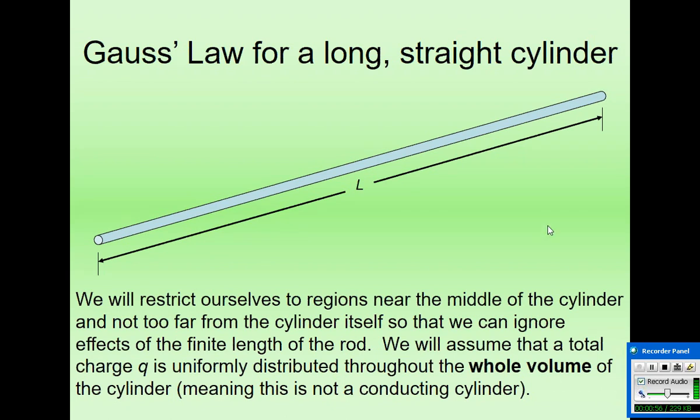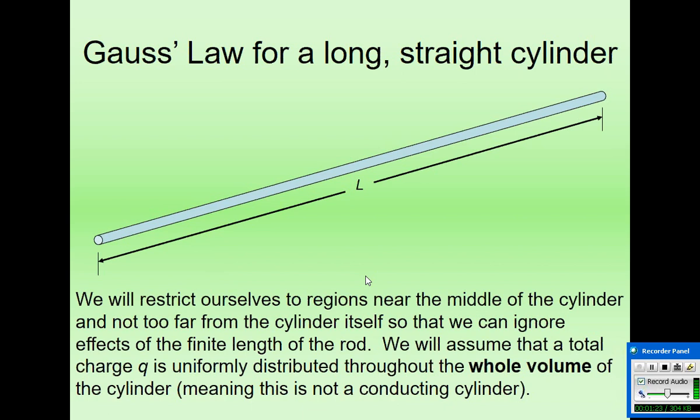So we are going to look at the whole cylinder. We're going to approximate it as uniform, and it'll give us a very good representation of what's happening very close to the cylinder. We'll assume that the cylinder contains a total charge Q, but that this is distributed uniformly throughout the entire volume of the cylinder itself.